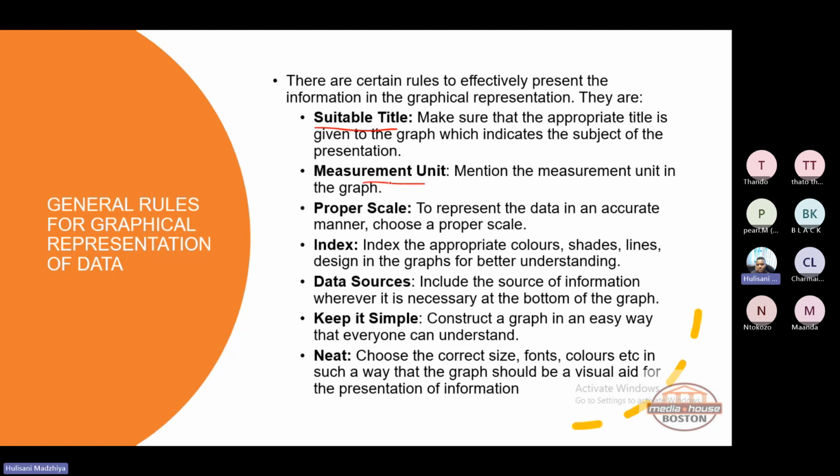You need to mention the measurement unit in the graph. Either you're working with rand, or numbers of people, or months. So your measurement needs to be labeled as well, and it needs to be accurate. And then this brings us to proper scales. To represent the data in an accurate manner, you need to choose a proper scale. When you choose the measurement unit to say that you are going to measure your data in months, you can then also say that we are going to measure this on an individual month.